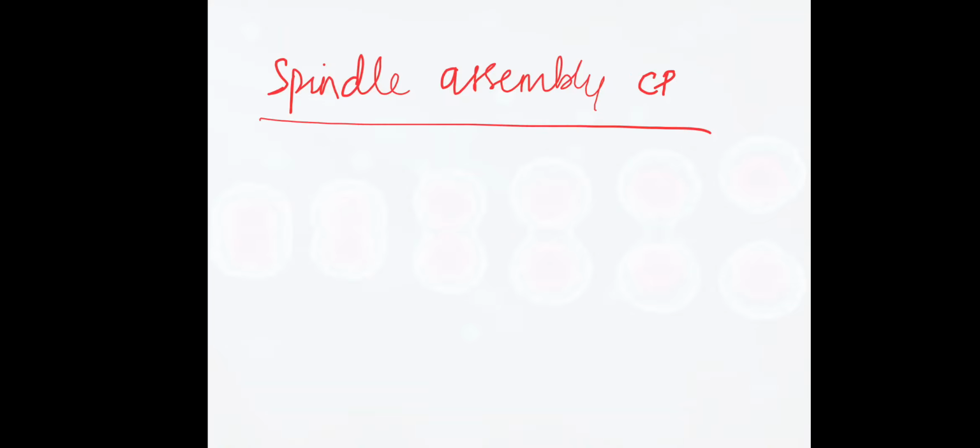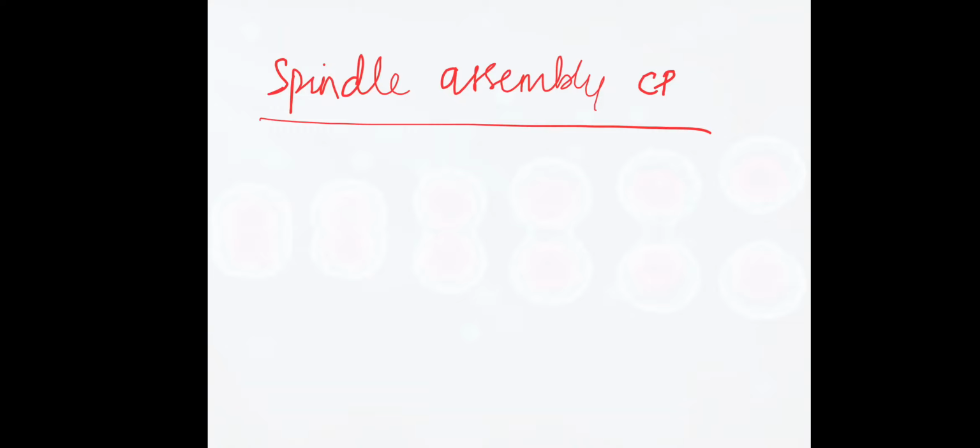The mechanism that monitors and responds to kinetochore microtubule attachment is the spindle assembly checkpoint. This monitors the kinetochore microtubule attachment. The spindle assembly checkpoint is a complex made up of several proteins which are conserved from yeast to mammals.